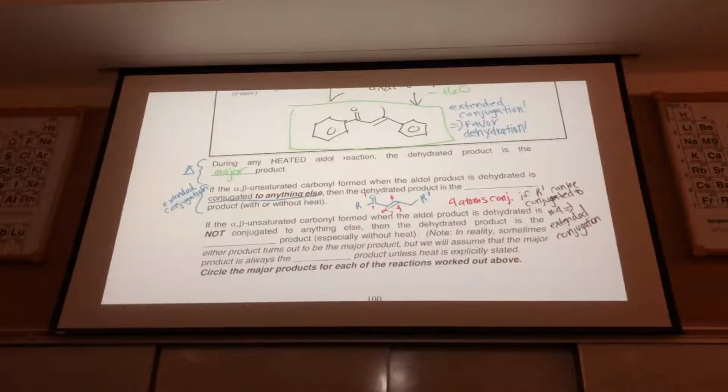And if there's no heat especially, right? Then you're going to allow the dehydration to be the minor product. So there's no driving force for it to lose the water. It's basic conditions. It's a little hard to drive off OH minus as a leaving group, right? So you've got this interplay of what is the better scenario? Have a bad leaving group form, right? Or have a more stable product form.